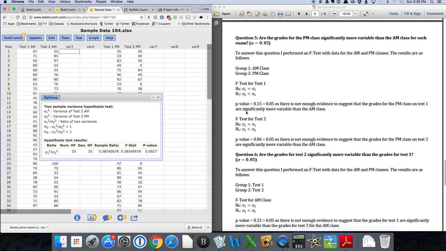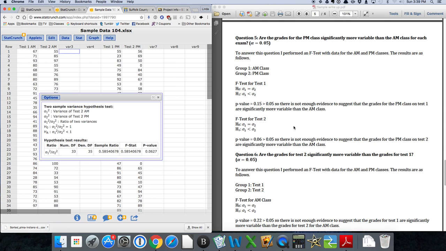Alright, so where is this one? Here it is. Okay. So the p-value is 0.06, which is greater than, only just slightly, but it is greater than my alpha. So there's not enough evidence to suggest that the grades for the PM class on test 2 are significantly more variable than the AM class. However, notice how close the p-value is to the alpha.